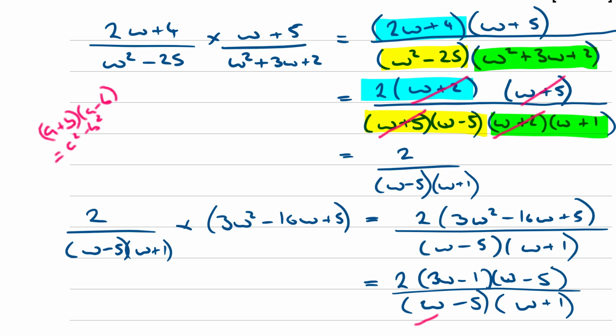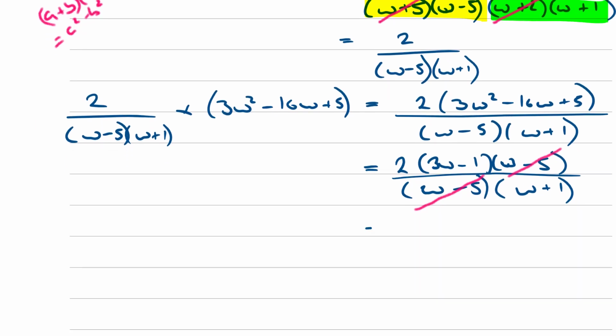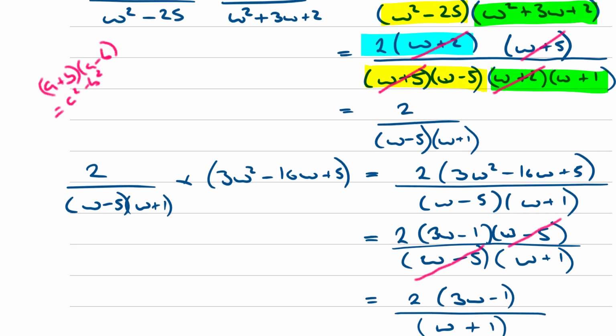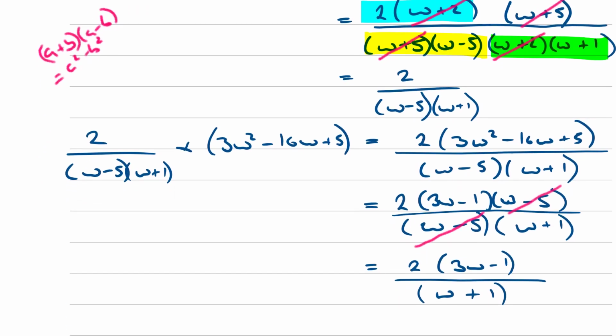Right, so can we cancel anything now? Again, I've got a w − 5 there and a w − 5 there, so they can cancel each other out. What's left? We've got a 2, and we've got (3w − 1) over (w + 1). Now, is that of the right form? Let's have a look back. Show that it simplifies to (aw + b)/(cw + d). We're almost there.